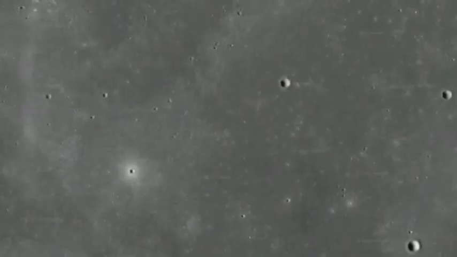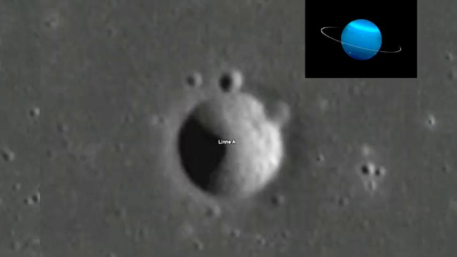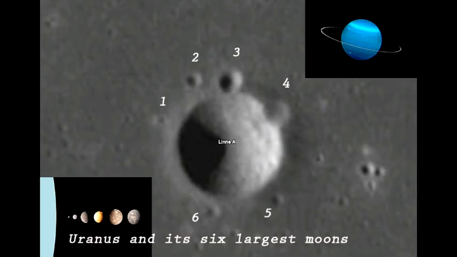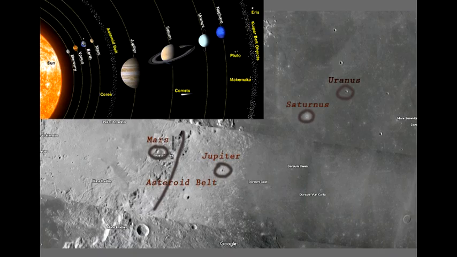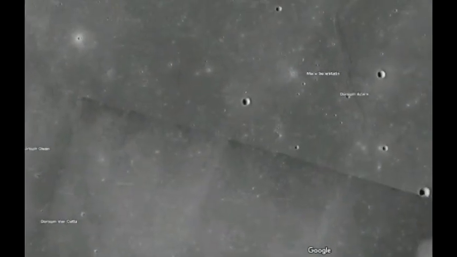Let's move to the right from Saturn. We get to Uranus. Nice picture of NASA. And we see Uranus and its 6 largest moons. Very obvious. So we got Uranus. Let's move to the right again.